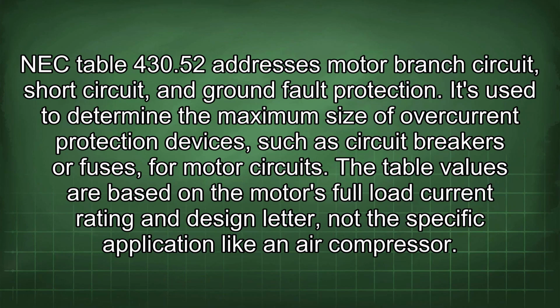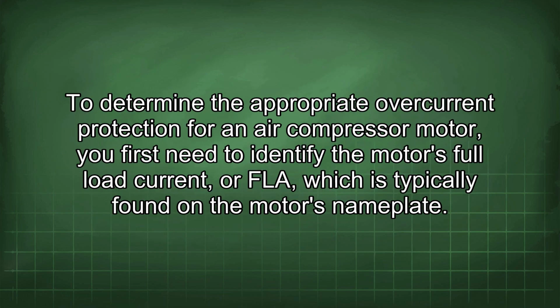NEC Table 430.52 addresses motor branch circuit, short circuit, and ground fault protection. It's used to determine the maximum size of overcurrent protection devices, such as circuit breakers or fuses, for motor circuits. The table values are based on the motor's full load current rating and design letter, not the specific application like an air compressor. To determine the appropriate overcurrent protection for an air compressor motor, you first need to identify the motor's full load current, or FLA, which is typically found on the motor's nameplate.